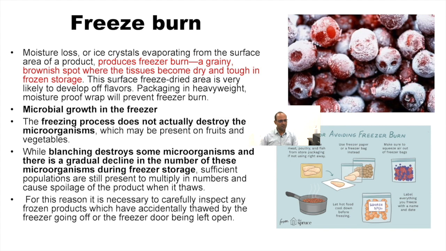Another aspect which we observe because of the moisture loss is freeze burn. So basically it is the moisture loss, or the ice crystals which are evaporating from the surface of the product, that form freeze burns. They are basically brown spots where the tissues become dry and tough in the frozen storage. So if you see, these are the freeze burns which are observed in plums during the storage. It is highly recommended that freeze burn should not be there in the product because this will develop off flavors over a period of time.